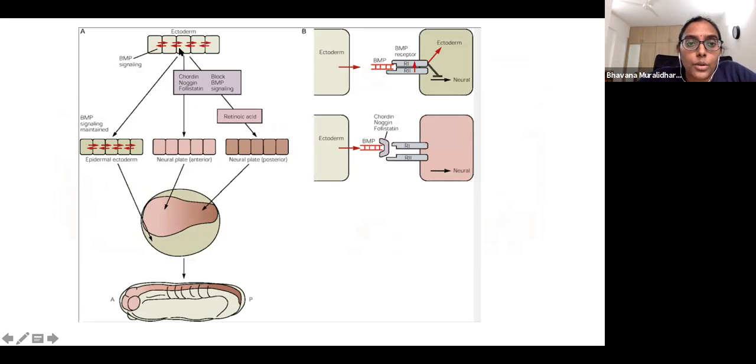So this is the ectoderm, which has the BMP signaling. And the moment you have blocked BMP signaling, so here, as you can see in the ectoderm, the BMP is secreted, but it's blocked with the inhibitors, chordin and noggin. And then that tissue goes on to form the neural ectoderm. Whereas if you have the BMP signaling, then that forms the epidermal ectoderm, and also forms the ventral regions in the brain. Okay, and that's how the first level of patterning is set.